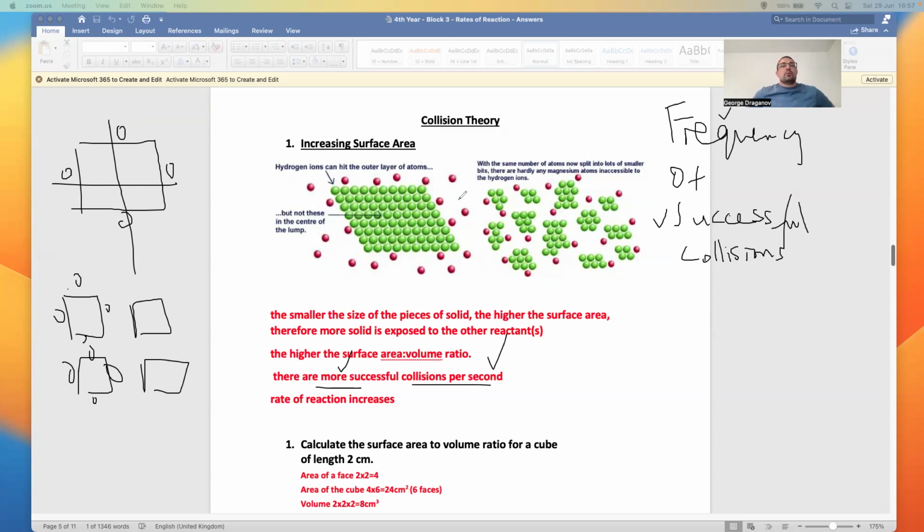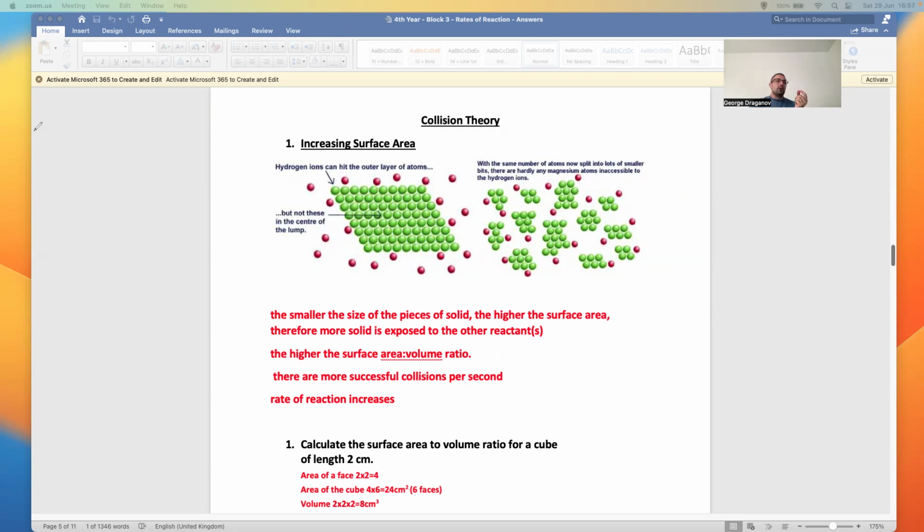So by increasing your surface area, by making something smaller, so you've got lump or powder, the powder will have the higher surface area and the faster rate of reaction. All you have to say is that there's a higher frequency of successful collisions. The shorthand of what you need to say, I'm going to summarize at the end, and I have a specific set of notes that you have access to, and you just need to say those points. I've taken those from experience of many past papers and mark schemes.